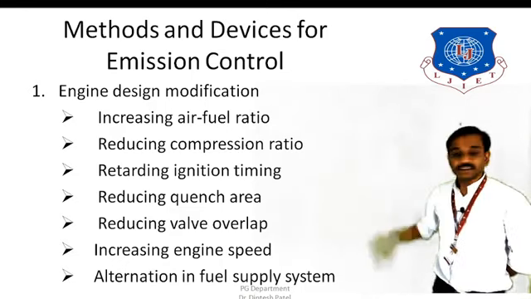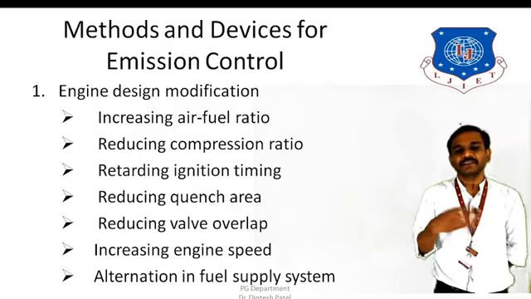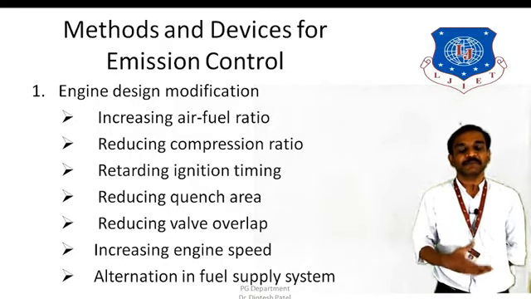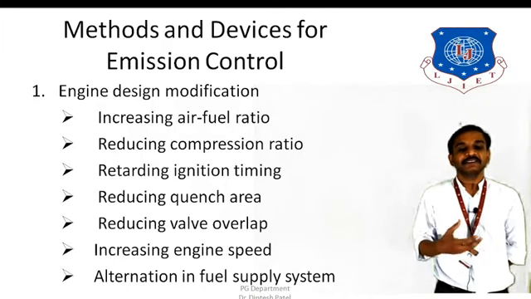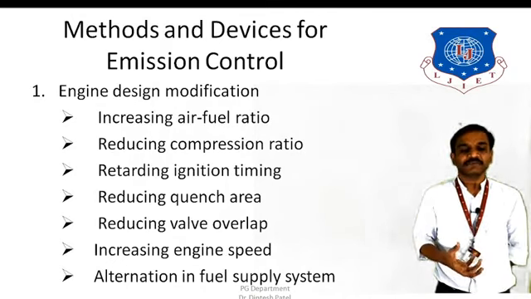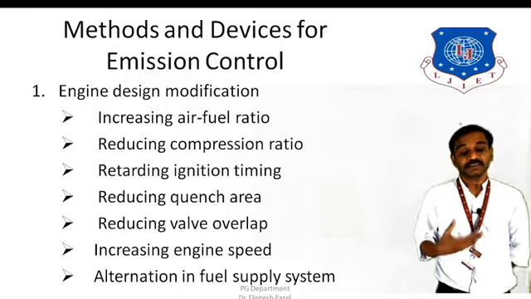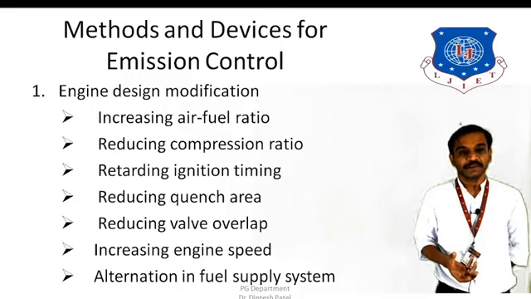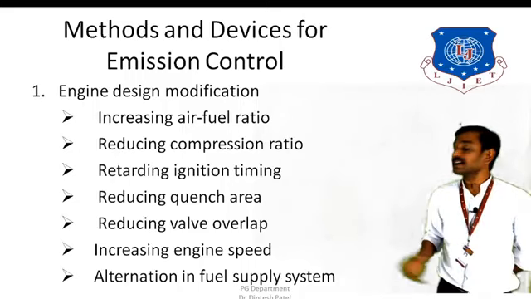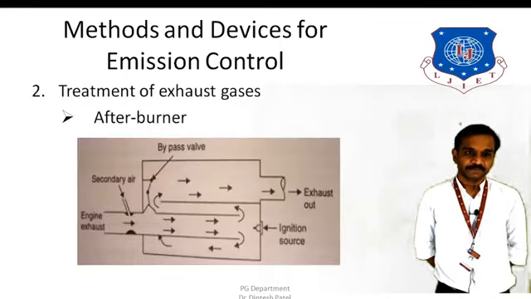And the next one is alteration in the fuel supply system. A few modern fuel supply systems have been adopted by the industries, and these reduce the overall emissions into the atmosphere, such as the multi-point fuel injection system as compared to the conventional carburation system. So these are the methods to reduce emissions from the engine.